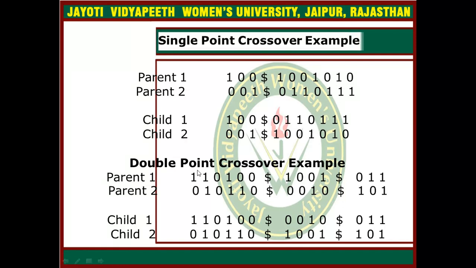Now the double point crossover example: parent 1 and parent 2. This is a string you can see, and this is a double one, some type of transfer. Here you can see a dollar sign between the separation of these two, and here of course two dollar signs are there because it is a double point crossover example. Same for child 1 and child 2, there you can see one dollar sign, there you can see two dollar signs.